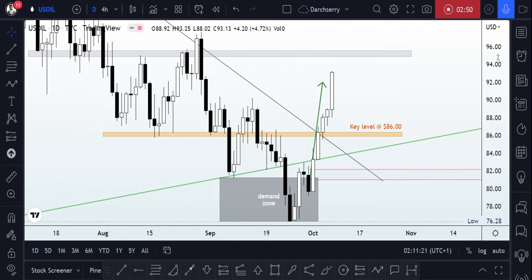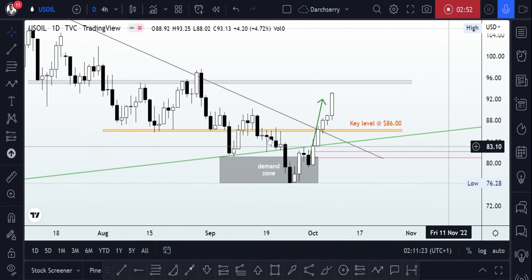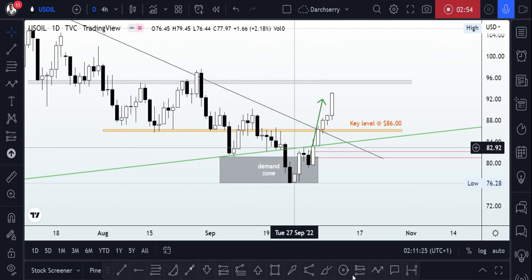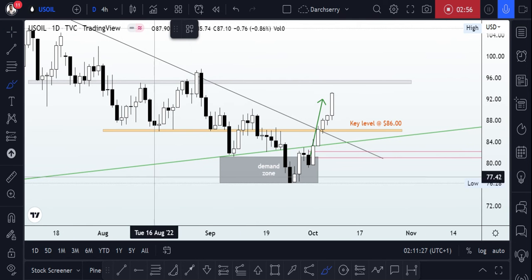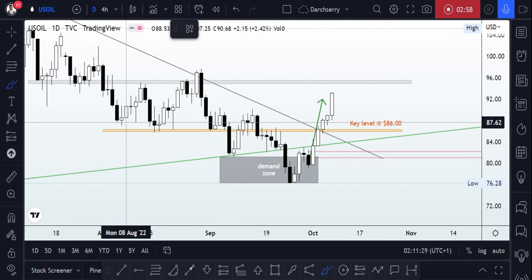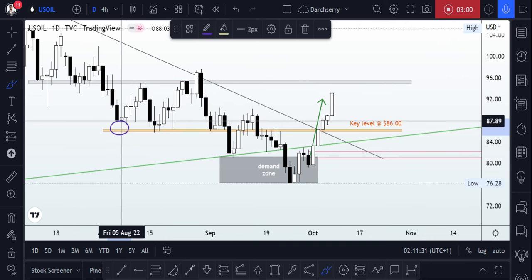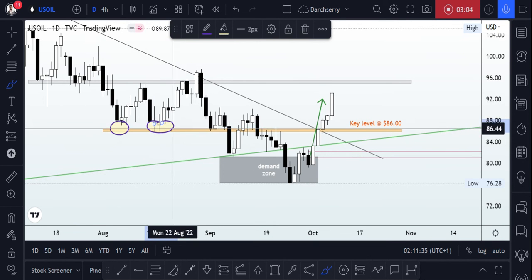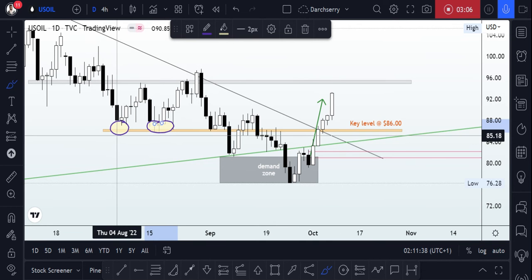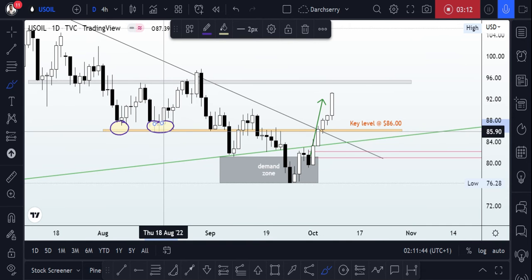So we have the bearish trend line. We have the key level at the $86 area. You can see why I have identified the key level here. We can see how that level has been a major determinant of price action. We saw the bullish potential from the month of August. Then the middle of August, we saw bullish expectations from this area.